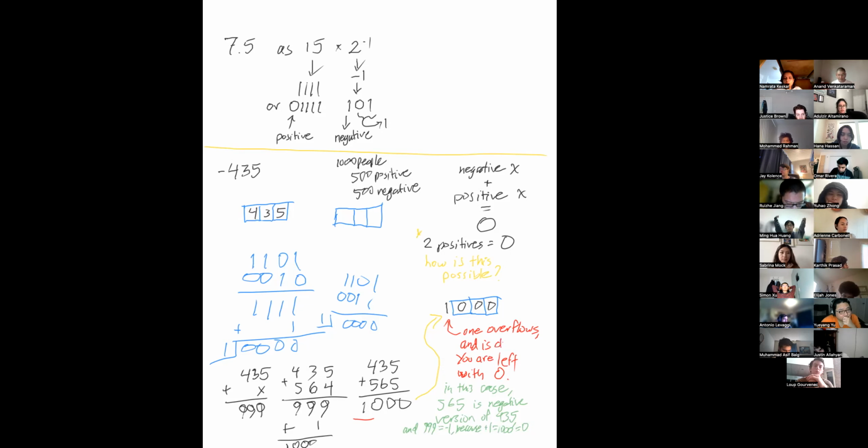That is basically 2's complement, okay? So we talked about 10's complement, this is 2's complement. 2's complement is doing exactly the same thing in binary, using zeros and ones instead of 0 through 9.